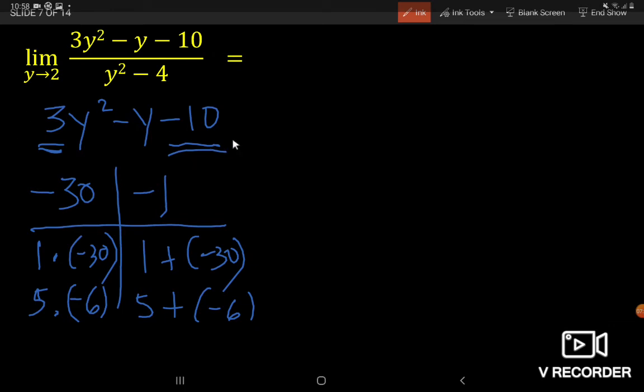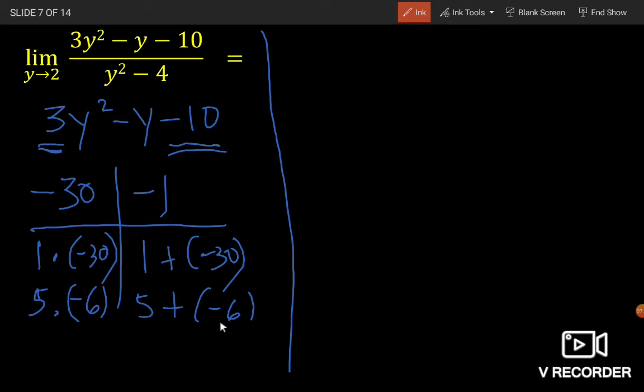Now, we can express this numerator in the following way. Let me just put a line here. Now 3y squared minus y minus 10 can be expressed in a different way using these two factors. So this will be 3y squared, now using these two factors, negative 6y plus 5y, and then reusing this, minus 10. Take note here. Negative 6y plus 5y is still equal to negative y. So you're not changing the expression. It's the same thing as this. You just re-express negative y into negative 6y plus 5y.